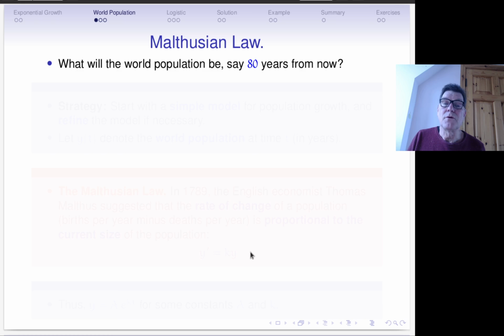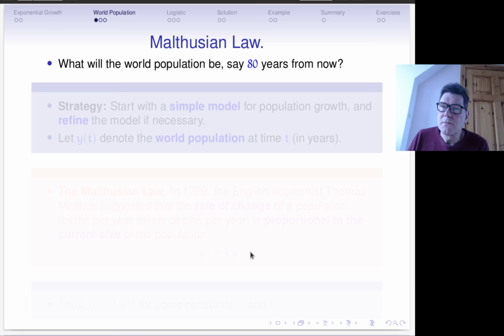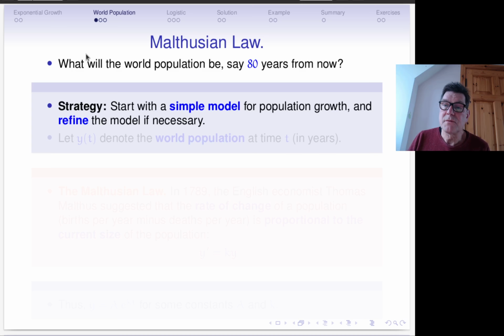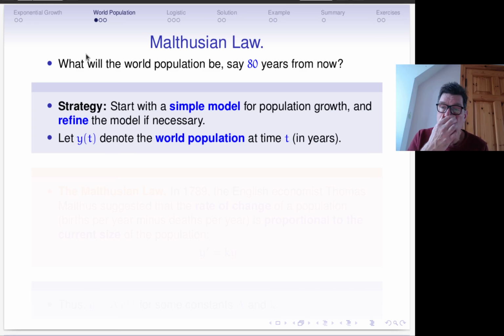And that's the idea we're now going to apply to the growth of the world population. Let's ask the question, what will world population be in the year 2100, 80 years from now? So in order to find a reasonable answer to this question, one can set up a strategy: start with a simple model for population growth, and if necessary we refine this. Let's denote by a function y of t the size of the world population at time t.